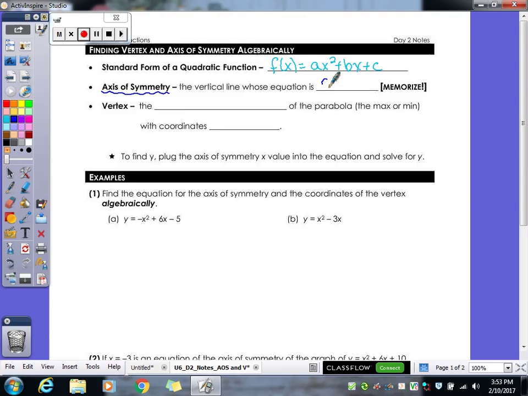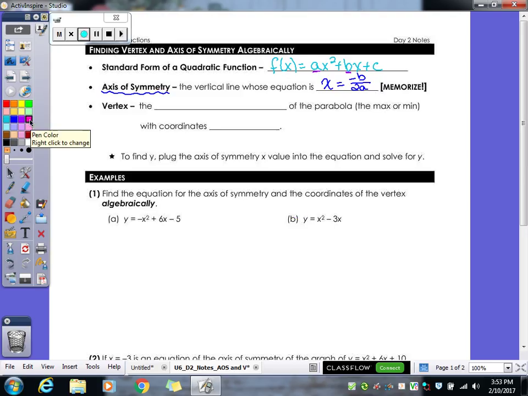So that's our formula, x equals negative b over 2a. And you're going to have to memorize that formula because you're not going to be given that one. So we get the b and the a when we are in standard form by looking at our equation that we're given. Our a is in front of your x squared, your b is in front of your x.